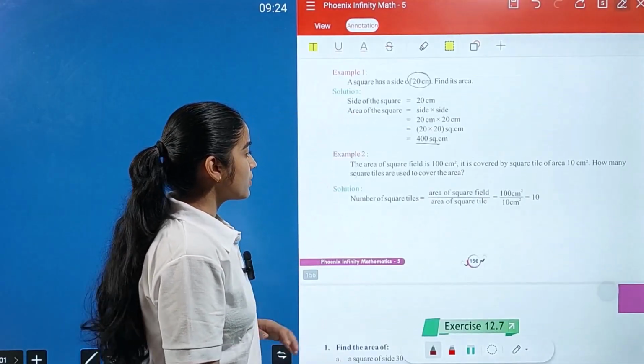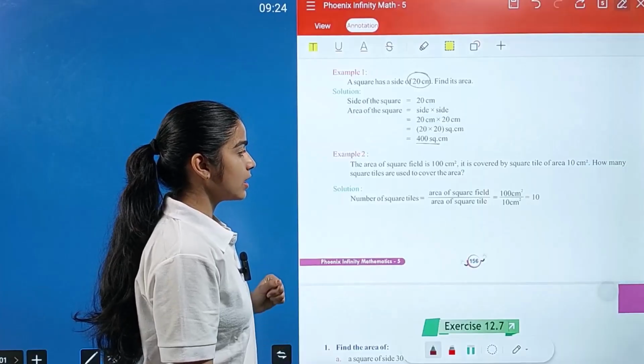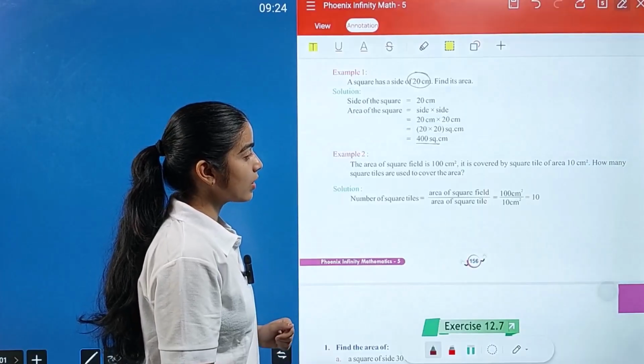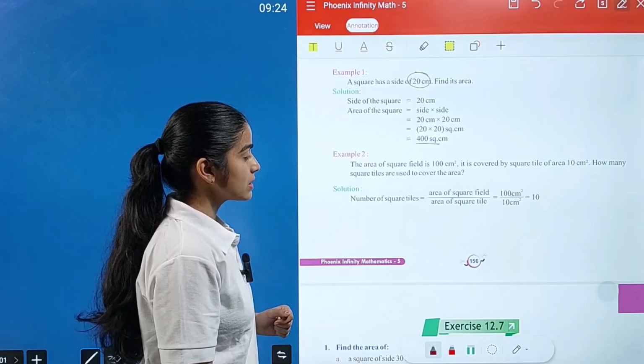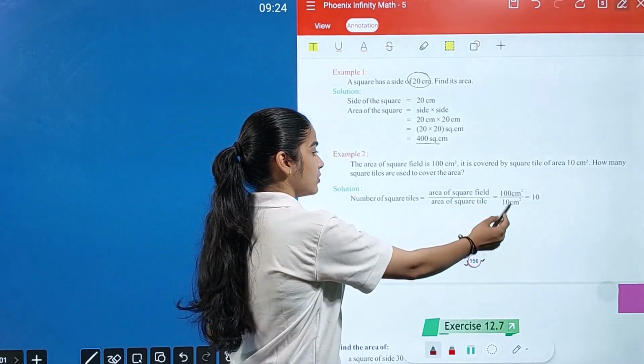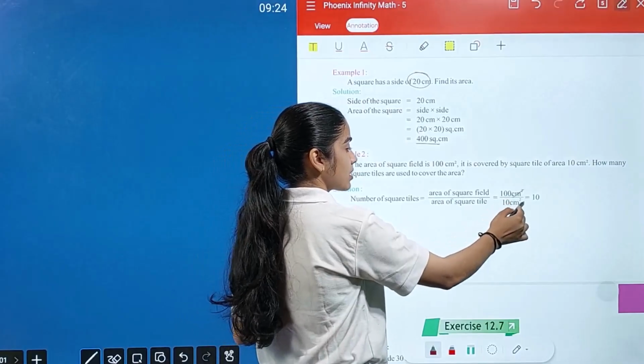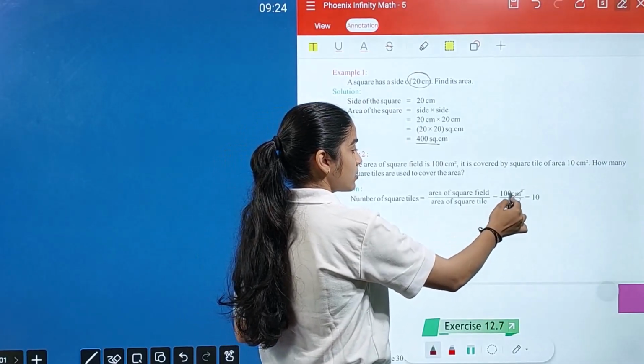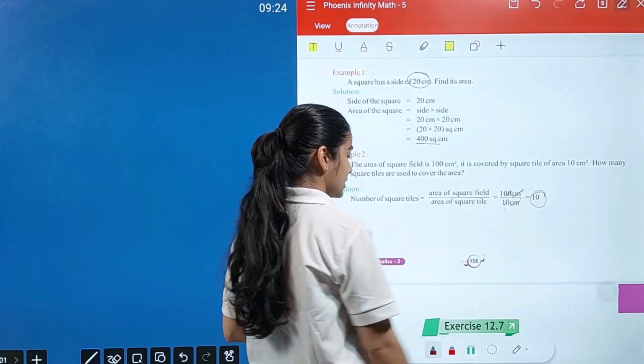Now, the area of a square field is 100 centimeter square. It is covered by square tiles of 10 centimeter square. How many square tiles are used to cover the area? So you just have to divide them. Centimeter square is cancelled by centimeter square. Zero is cancelled out by zero. You are left with 10 only.